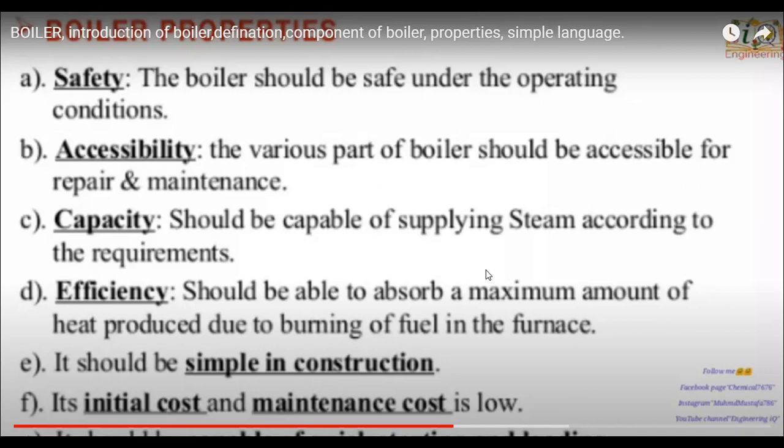Sir? Yes. Please explain efficiency again.